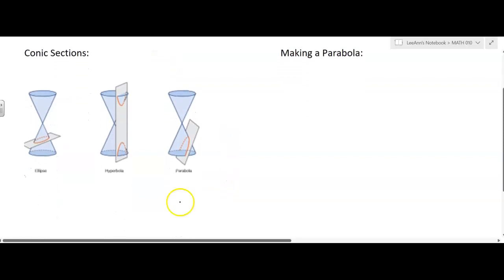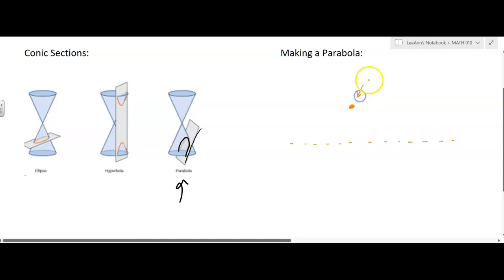So now this is our last picture with our cones, and we're passing this plane through one of the cones, and we're getting this parabolic shape, or a parabola. Okay, but here's the definition. There's a point somewhere, we'll call it the focus, and then there's what's called a directrix.